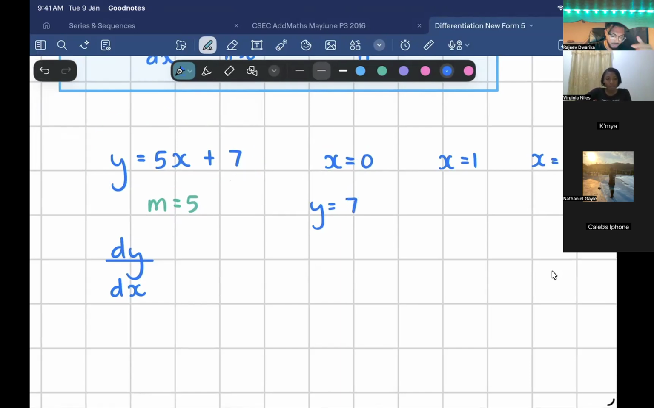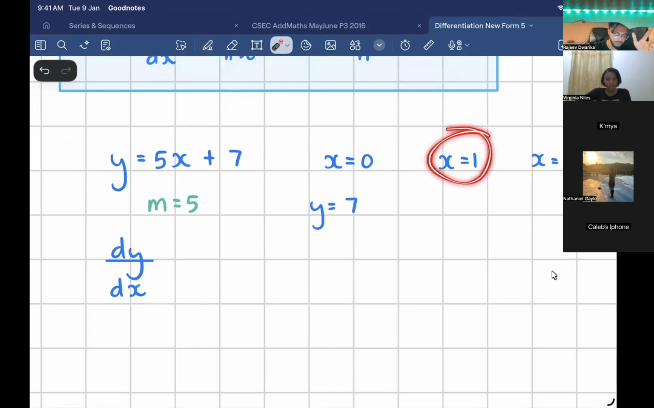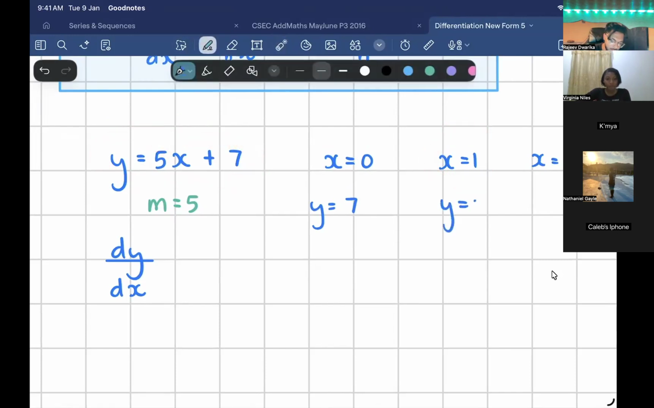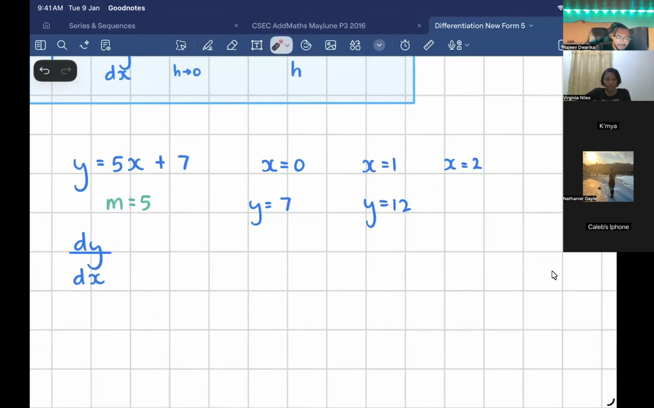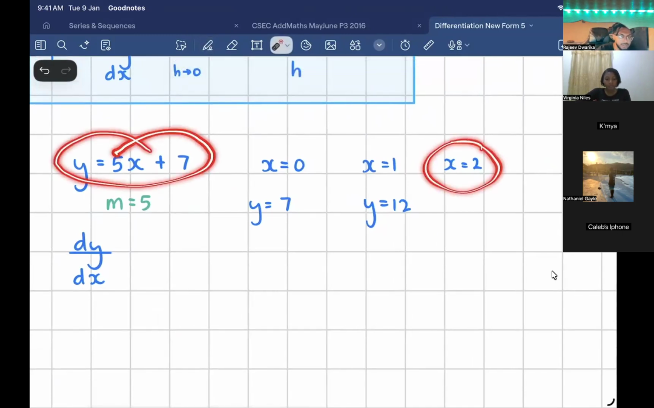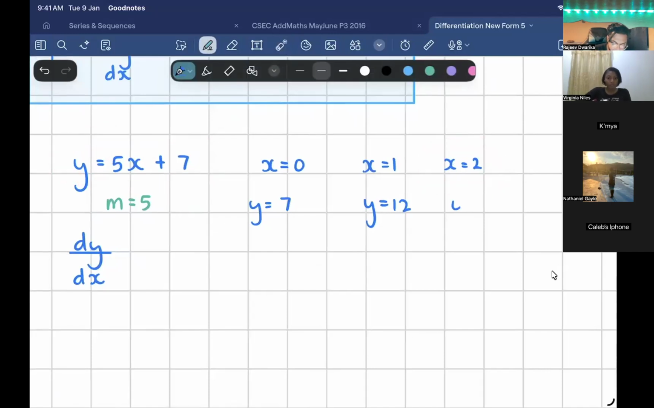7. Cool. I want you to put 1 into this function now. What are we getting? I got 12. Getting 12, right? Okay. Let's look at when you plug in 2 now. Plug 2 into the function. 17. Like I said, differentiation is a measure of the rate of change.